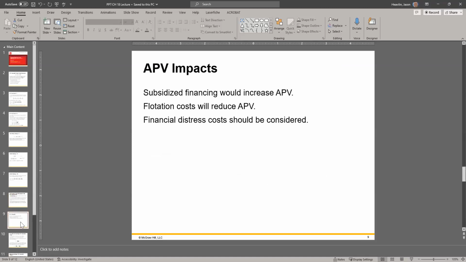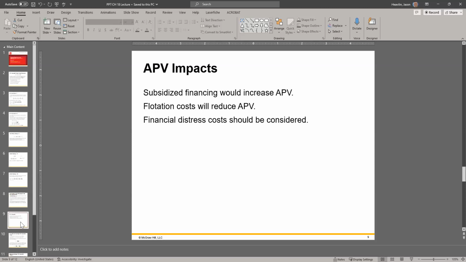The adjusted present value impacts. Subsidized financing would increase the present value. As mentioned earlier, examples of subsidies are when the government offers grants or guaranteed loans, which lowers the interest rate paid. All kinds of different things can be subsidized, therefore lowering the discount rate and increasing the present value. Remember, as the discount rate goes down, present value goes up, and vice versa.